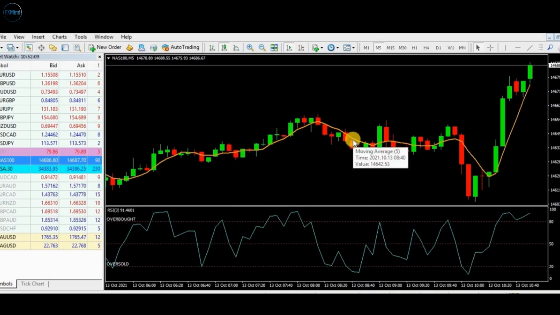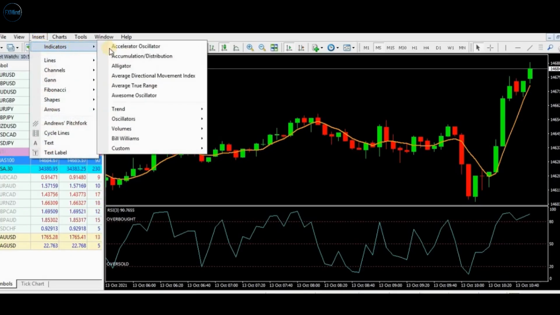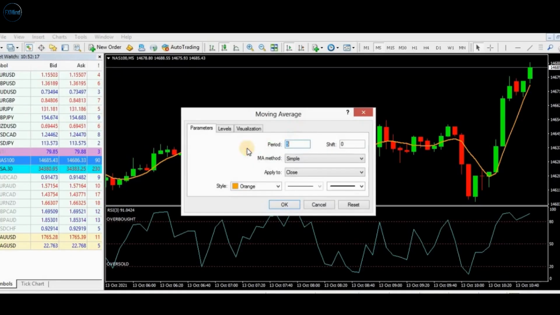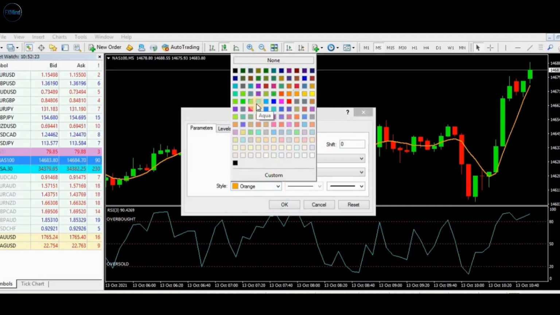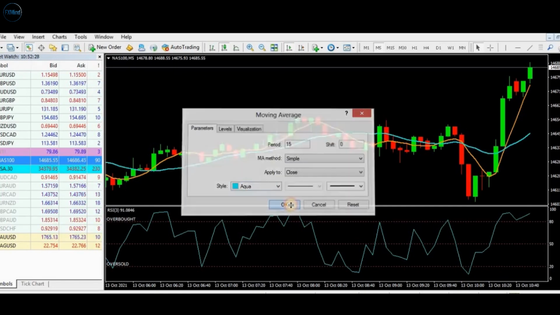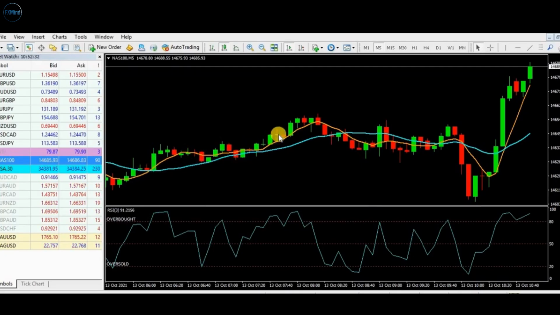As you can see, here it is. Now it's time to upload the second one. Same thing: Indicators, Trend, Moving Average. And this one is 15, and we make it blue, aqua. Then we click OK. These are the moving averages.